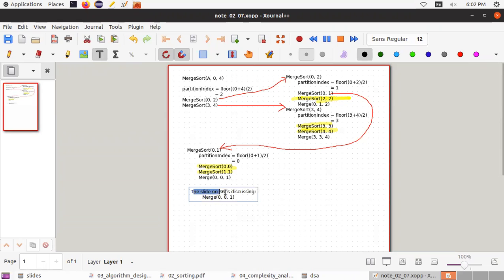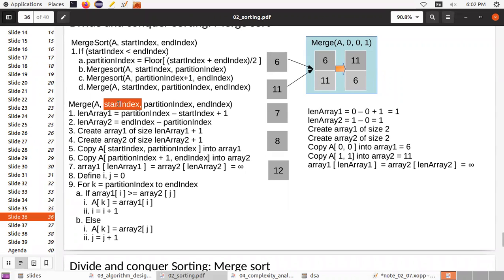Now, slide number 36 is discussing merge of 0, 0, 1. So how does this work? This value is 0, this value is 0, this value is 1. Length of array 1 evaluates to partition index minus start index plus 1: 0 minus 0 plus 1, which is equal to 1. Length of array 2 is end index minus partition index. End index is 1, partition index is 0, so this becomes 1. Then you create array 1 and array 2 of size 2, because the size is 1 plus length of array 1 and 1 plus length of array 2. Therefore, both these arrays are created.